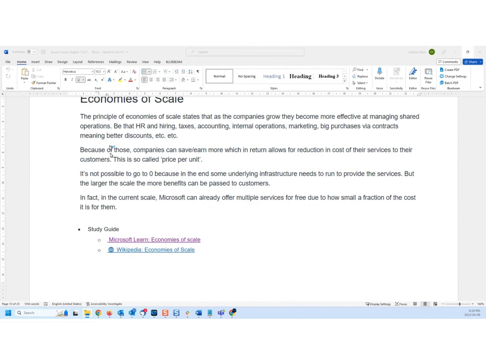And this is the next thing that I'm going to talk about. In fact, at the current scale, Microsoft already offers multiple services for free due to the small fraction of the cost it is for them. They are already a big giant. They are just looking to make some extra money, not just from Azure, but they obviously have gaming consoles, right? And other business areas where they are growing anyway. So why not provide the free subscription on certain things? The cost of maintaining your files and databases is very small.